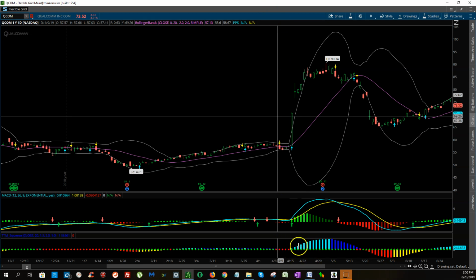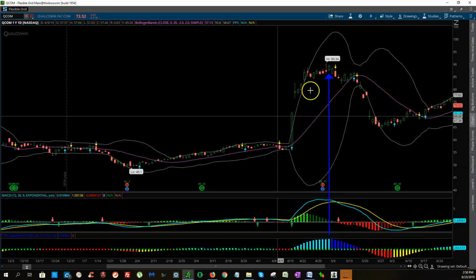Generally, when you do get a squeeze fire, these cyan histogram lines here are showing volatility as well. It's showing the upside volatility strength of that squeeze, okay? So you're pretty much good to stay with this as long as these stay cyan. And if we go ahead and look at this last cyan, where does this go to? So this goes here, okay?